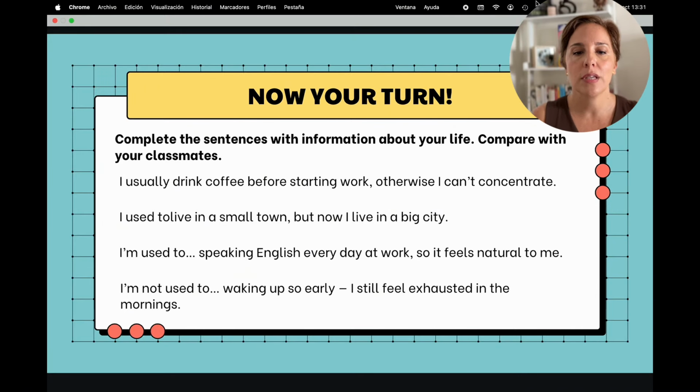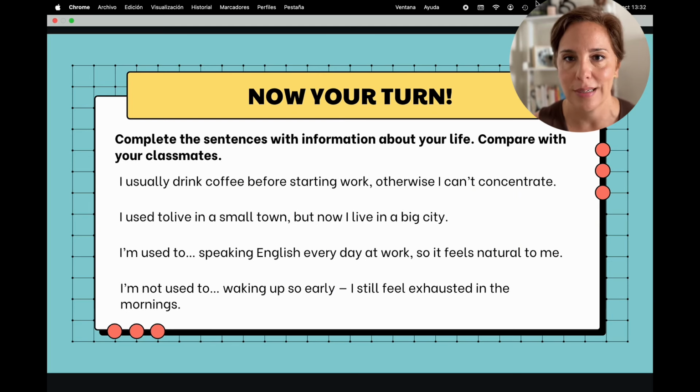Now, if you want to say I am used to, you could say something like, okay, now I am used to speaking English every day at work, so it feels natural to me. So now you are accustomed, you are familiar with this situation, and you can say, estoy ya acostumbrada a hablar inglés todos los días en el trabajo. So this is something that is done for me, okay?